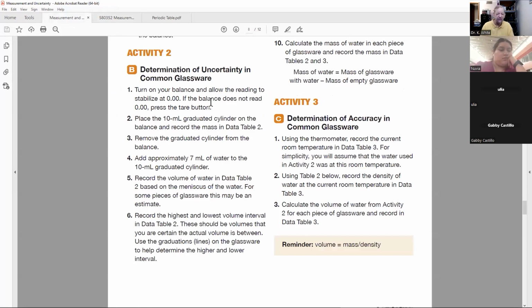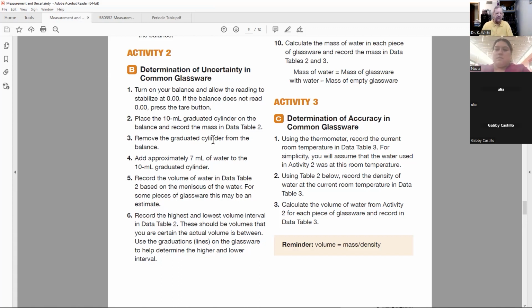Turn on your balance, stabilize it. One thing, if it's really windy, these balances will jump a little. These are not as accurate as the kind we have in the lab, where we actually have glass doors to stop that, and it's surrounded so you won't get any wind. And I've used balances that are so accurate, if somebody walks behind you on the floor, it will cause the balance to change a little. Yours won't.